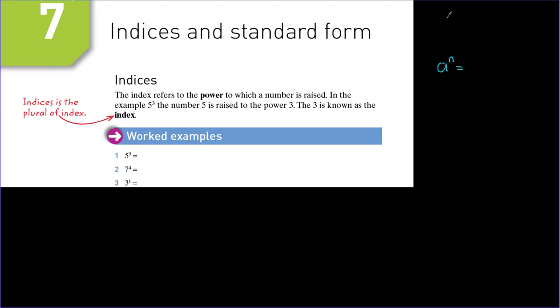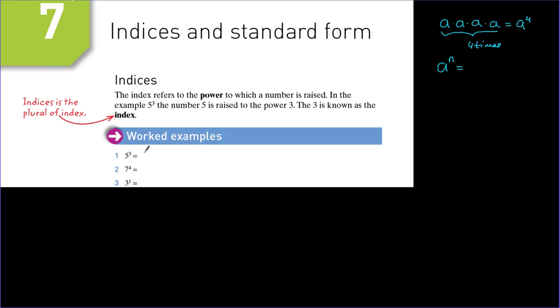It is a shortened form. Let's say if I am writing a times a times a times a, when I multiply it 4 times by itself, it's written a to the power of 4. So I understand from the 4 that this number is multiplied by itself 4 times.